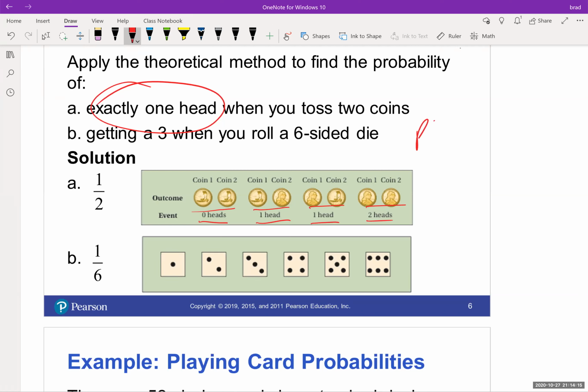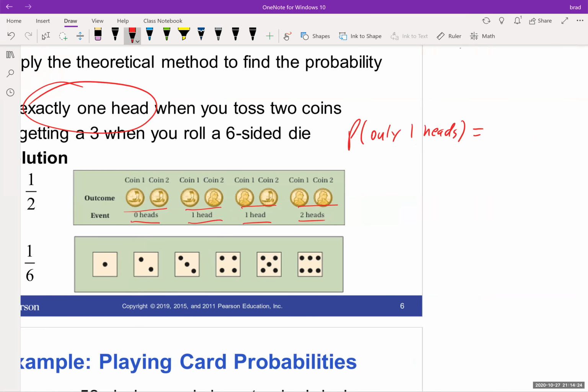So the probability of only 1 heads, now what will that equal? How many of these situations have only 1 heads? Well, we have this one here. Let's use this. So this one here has 1 heads, and then this one here has one head. Now we won't count this one because that has two heads, and we won't count this one because that has a 0.